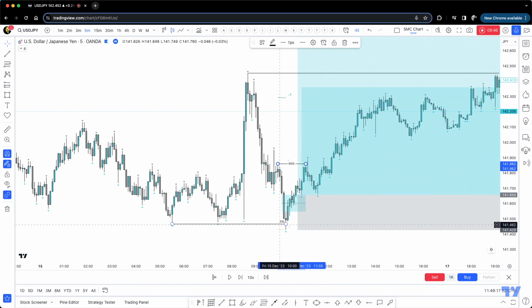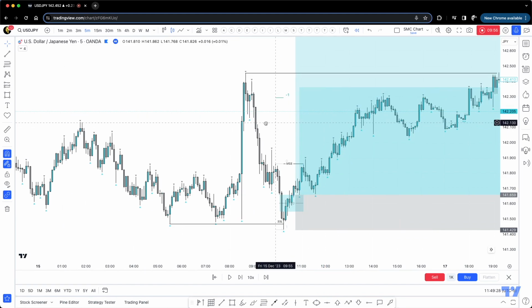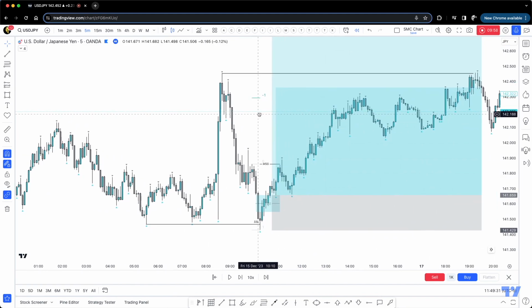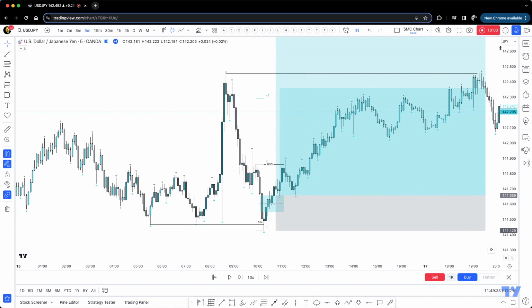But you see that this imbalance, this first inverted imbalance right here, fair value gap, was giving us an early entry. Way early entry. All right. So this is something that you can do. Let's see. Let me get another example.